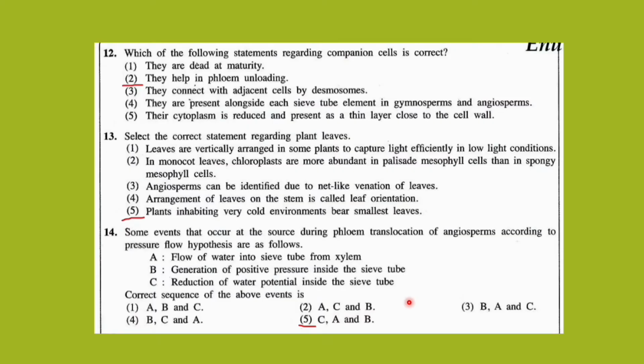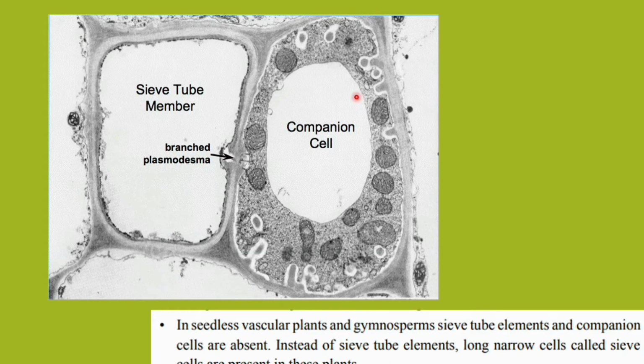The 12th question, which of the following statements regarding companion cells is correct? Companion cells are found in phloem tissue and they are found adjacent to the sieve tube elements. The first statement says they are dead at maturity. That is wrong. They are living cells at maturity. The second statement, they help in phloem unloading. That is correct. We know companion cells help in phloem loading and phloem unloading. So the second one is the answer.